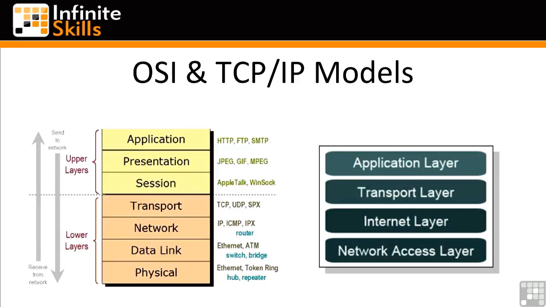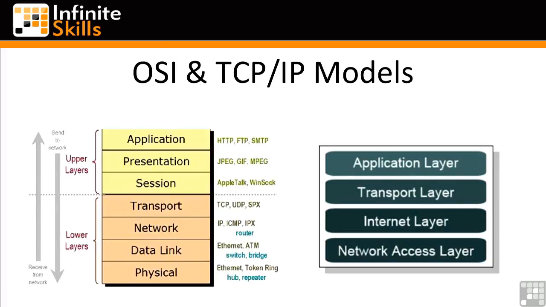When it's received from the network, it goes from the bottom up. We receive it on the physical, it gets handled by the data link, then the network, transport, and so on. When going down or up, what we're dealing with is an encapsulation process.